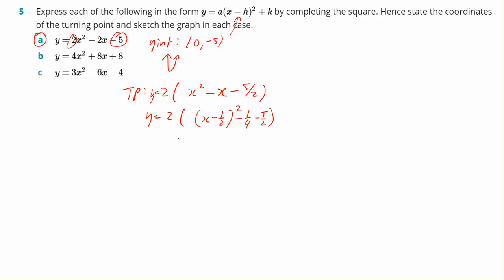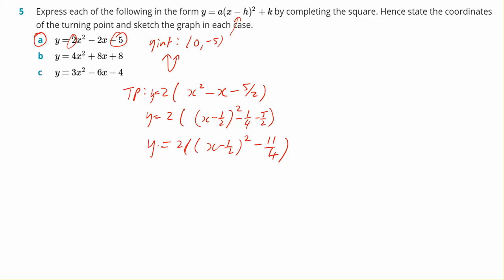Now I need to simplify this inside. Now remember we do have a double bracket, so be careful here. We need to deal with that a bit later. So -1/4 minus 5 on 2 is the same as -1/4 minus 10 on 4. So it's -11 on 4 is the fraction inside.